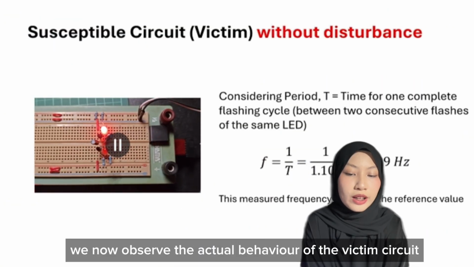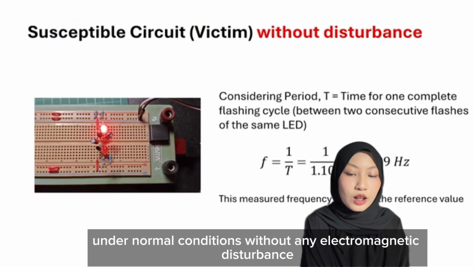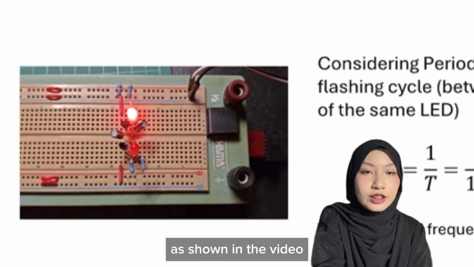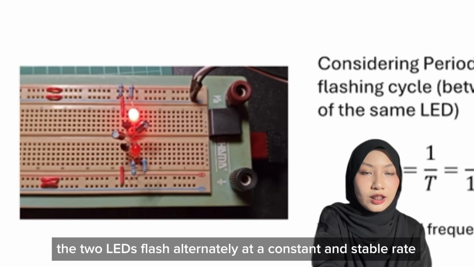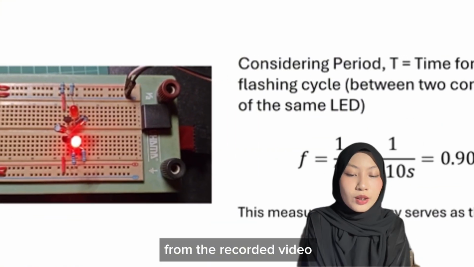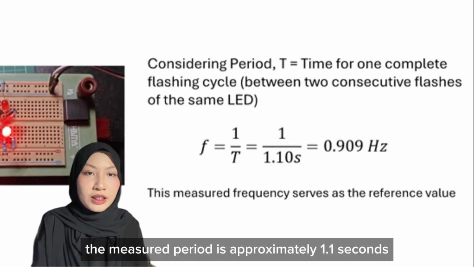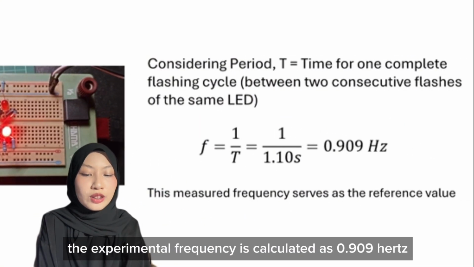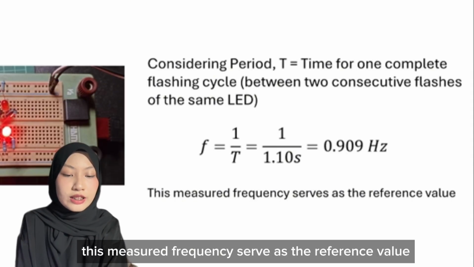We now observe the actual behavior of the victim circuit under normal conditions, without any electromagnetic disturbance. As shown in the video, the two LEDs flash alternately at a constant and stable rate. This confirms that the astable multivibrator is operating normally. From the recorded video, the measured period is approximately 1.1 seconds. The experimental frequency is calculated as 0.909 Hz. This measured frequency serves as the reference value.